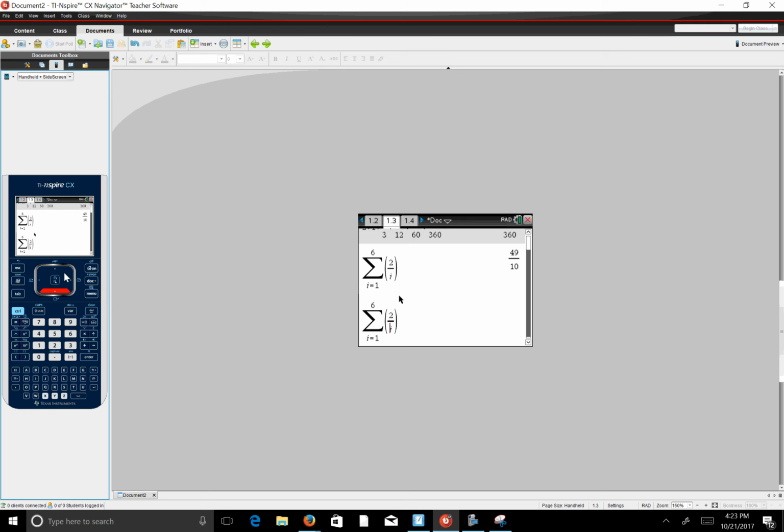Now I'm going to put the factorial sign in here. I thought it was in before. Apparently it didn't go in. There we go. Now I'm going to hit enter. And I got the same answer that I got before.